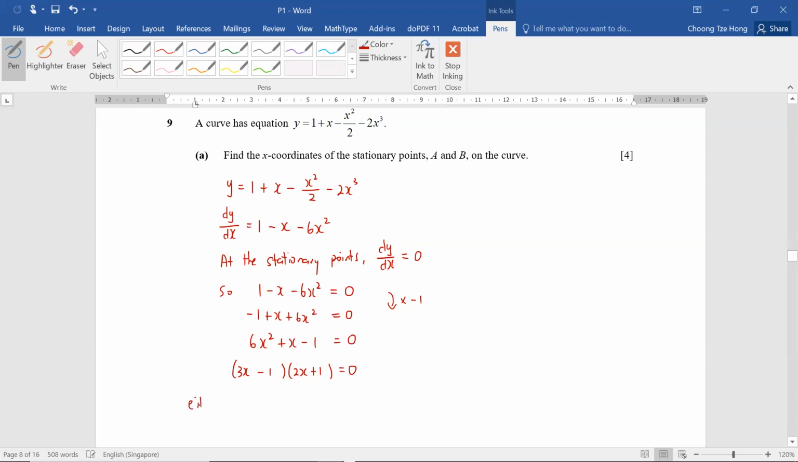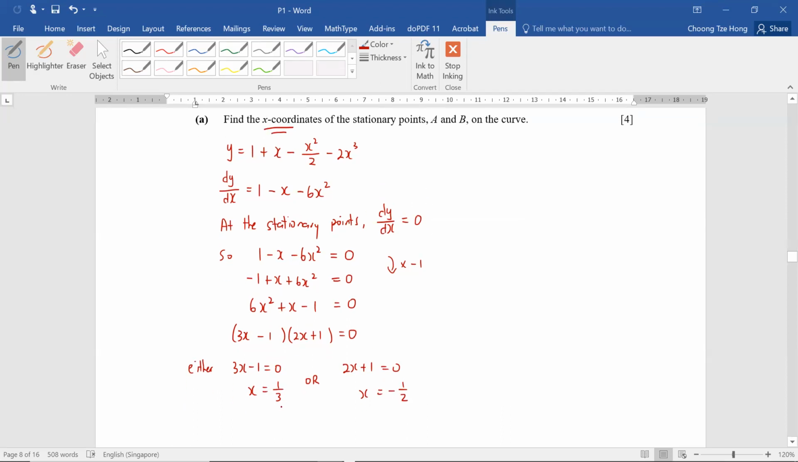Solving this, it's either 3x minus 1 is 0, which will give us x equals 1/3, or 2x plus 1 equals 0, so x will be negative half. Since the question only wants the x coordinates of the stationary points, these two will be the answer already. You don't have to substitute into the equation to get the y coordinate. So see, it's not difficult to get these 4 marks over here.